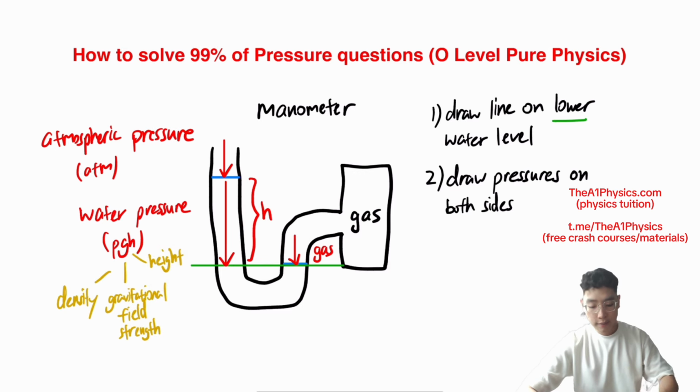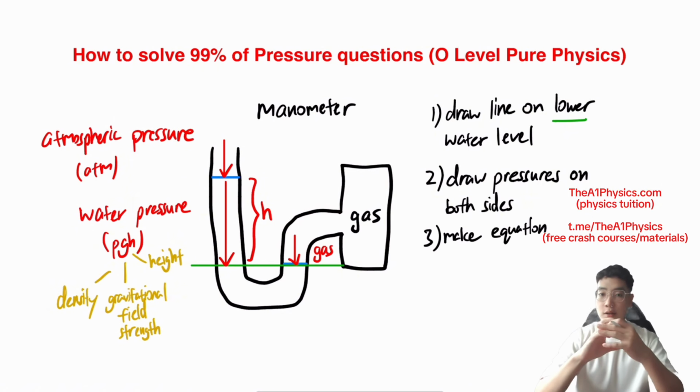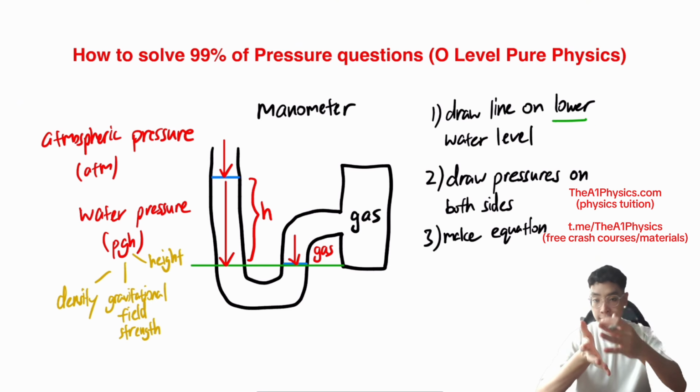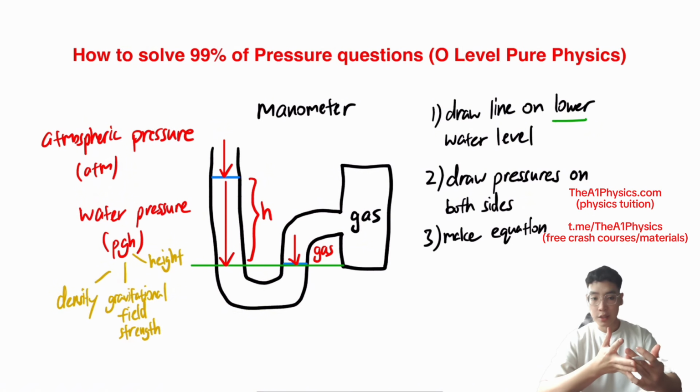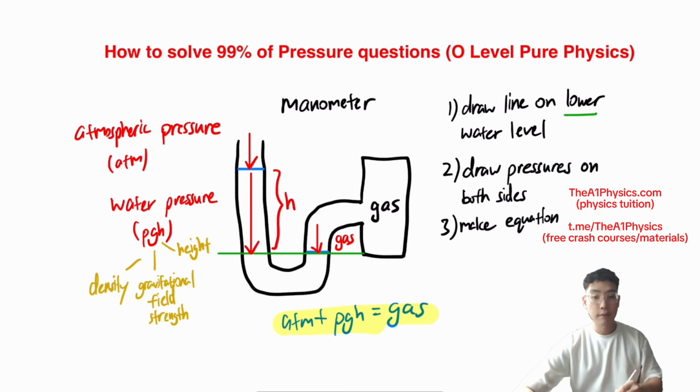And on the right side, we have gas pressure, where the gas is trying to push down against the water over here. So now that we've drawn the pressures on both sides, we just want to make an equation. And the idea is that the left side pressures equals the right side pressures. So over here, we have atmosphere plus rho GH equals gas. This one is our pressure equation for this question.